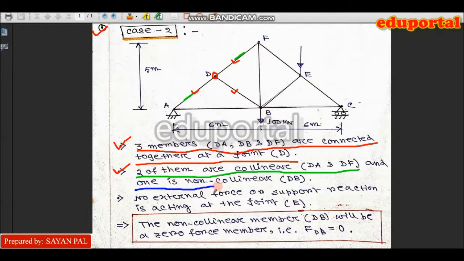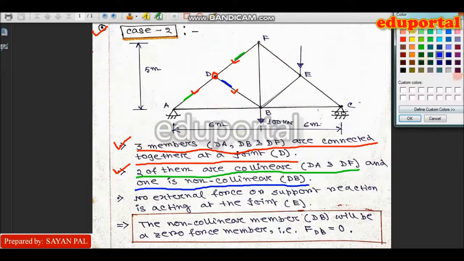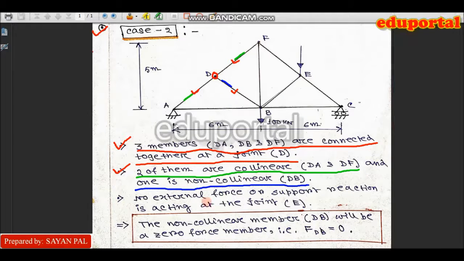One member is non-collinear. So out of the three members, two members are collinear and one member is non-collinear, that is member DB. Third condition is no external force or support reaction acting at joint D. So we can see that at joint D there is no external force and no support reaction.